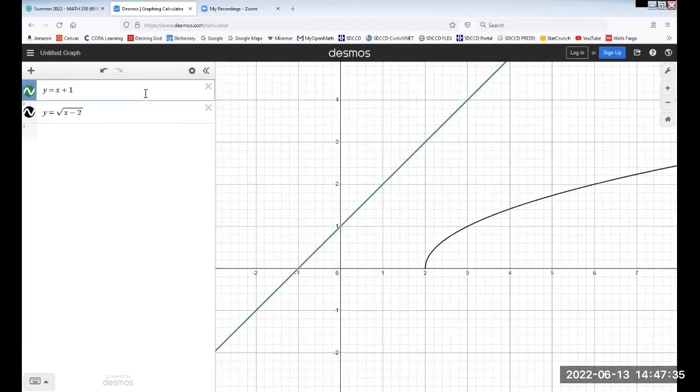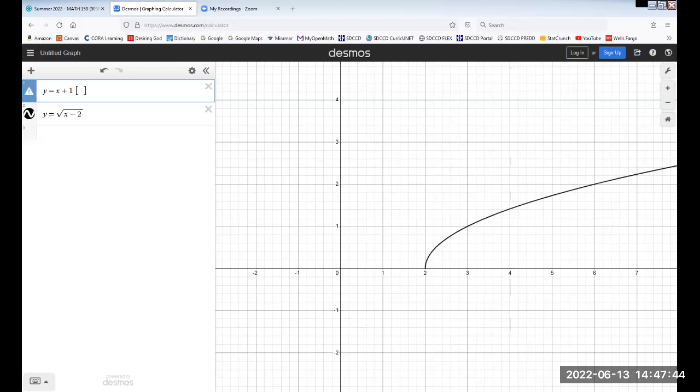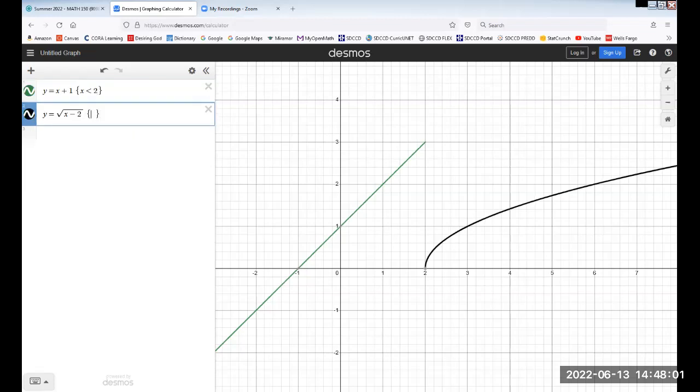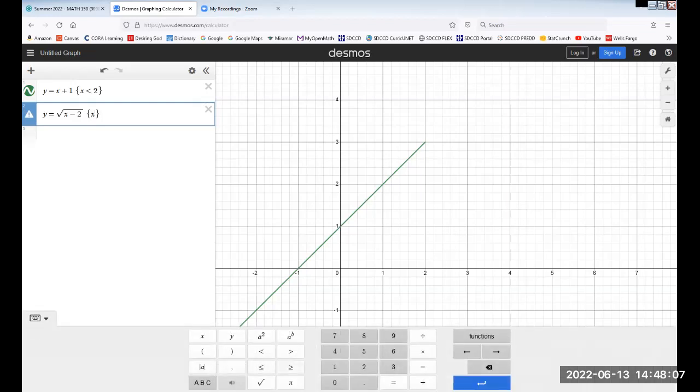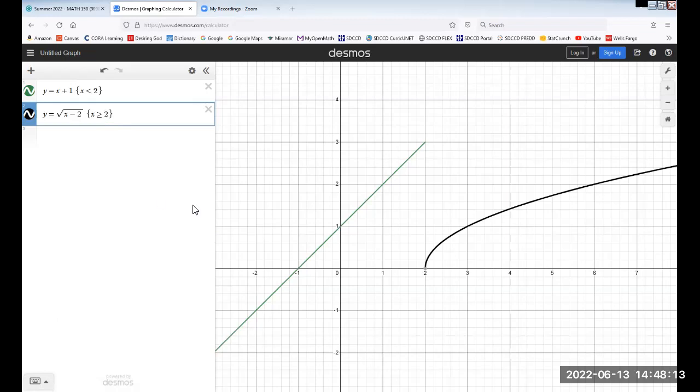How do we do that piecewise? If you go up here, if you space, and then I believe you just use, maybe it's curly brackets. There we go. X less than 2. You just put in its domain in curly brackets. And for the other one, x greater than or equal to, you can use these little symbols down here. The greater than, there you go. And so it's only graphing it on its domain. There we've got the two pieces.